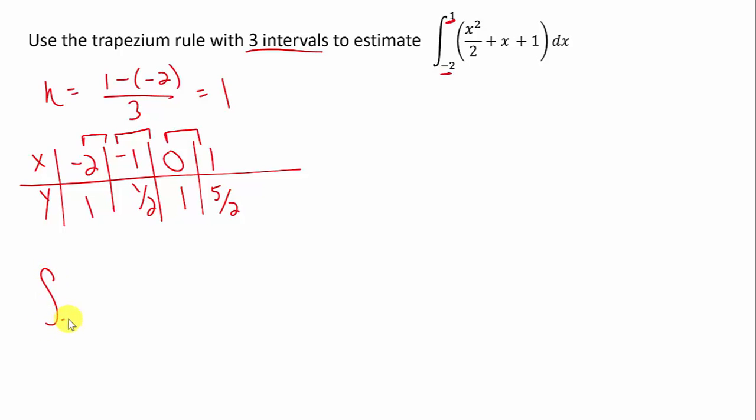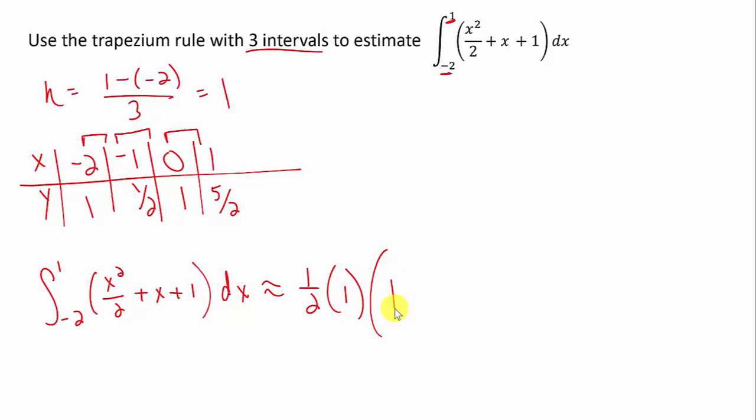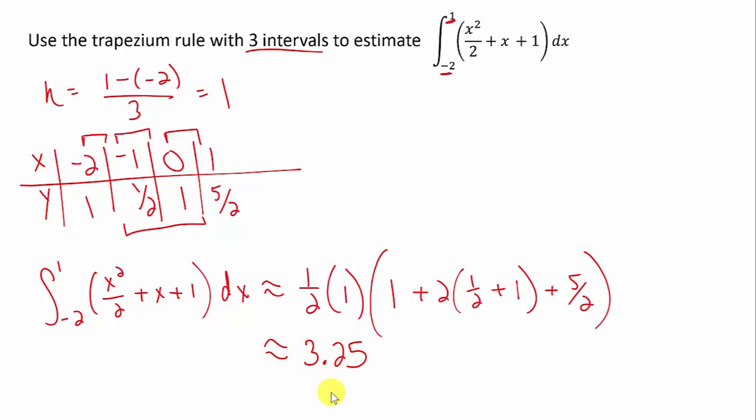And now I'm going to say the integral from -2 to 1 of x squared over 2 plus x plus 1 is approximately equal to 1/2 times my height, which in this case is 1, times my first y value plus 2 times my middle ones. My middle ones in this case are just 1/2 and 1. And then my 5/2 out here. And doing that in your calculator is going to give you approximately 3.25. Okay, so this is an approximation. This gives you 3.25, but it is an approximation of this integral.